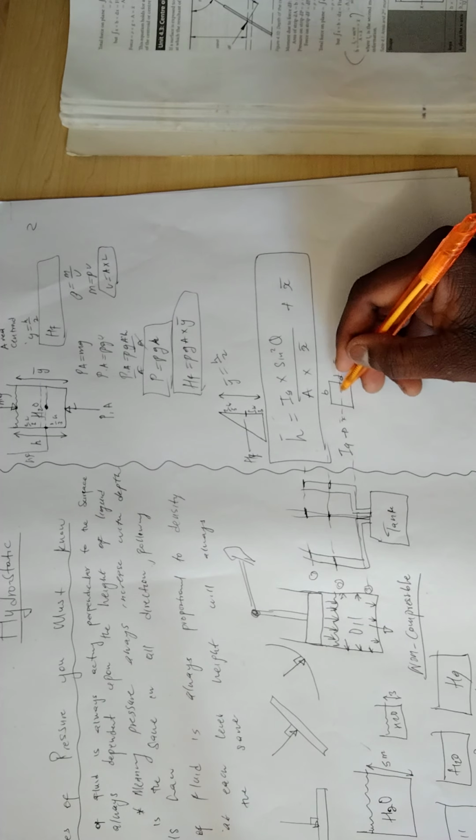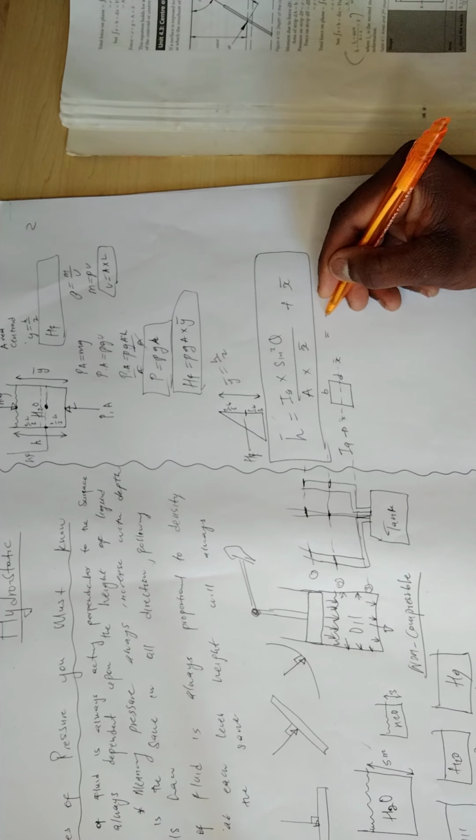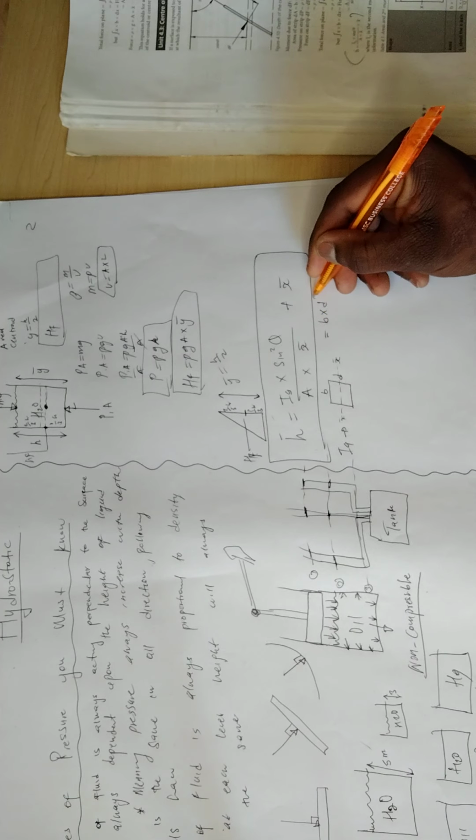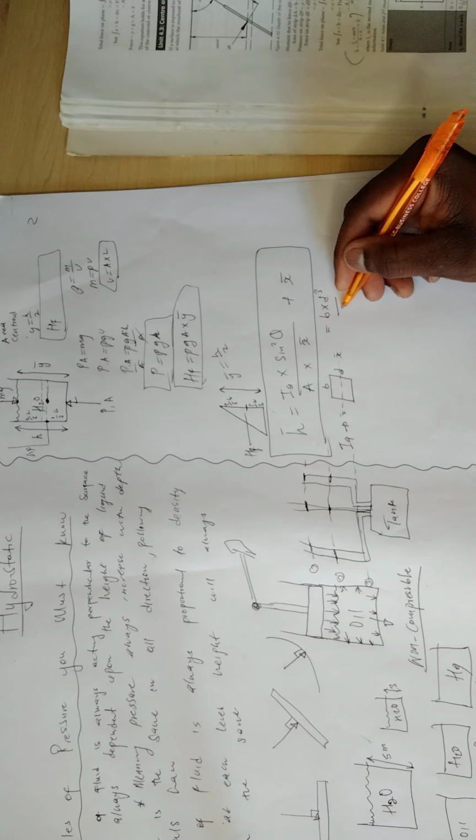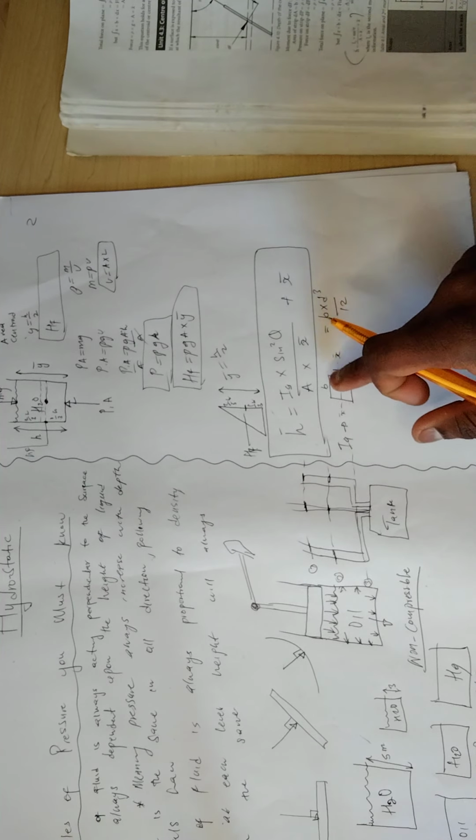So your IG for this shape is going to be what? B multiplied by D cubed divided by what? By 12. You see it? This is your IG for the shape like this one.